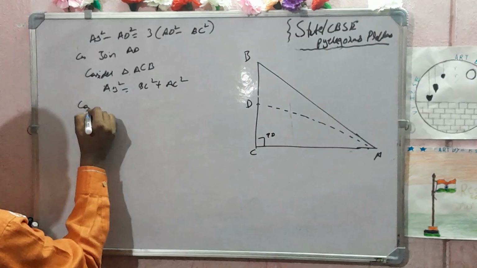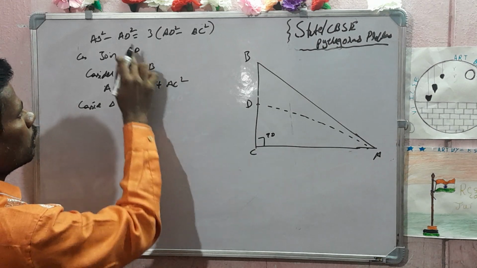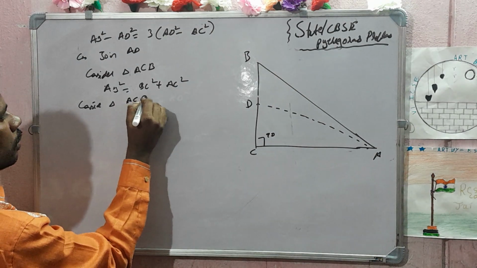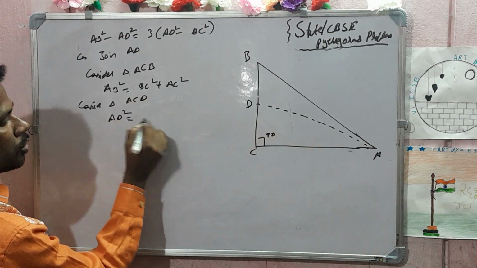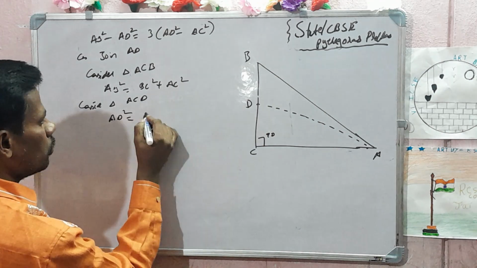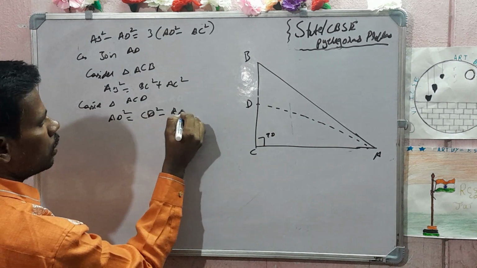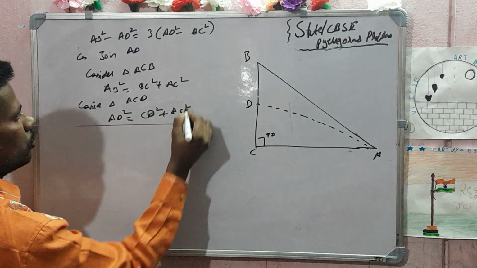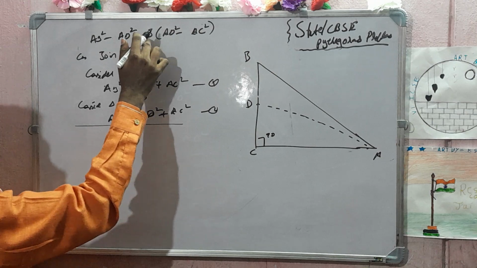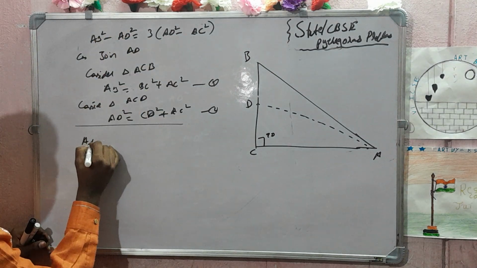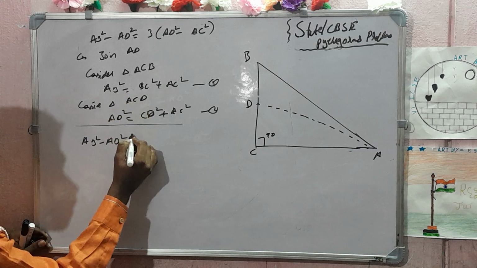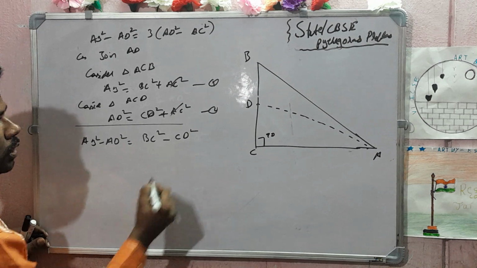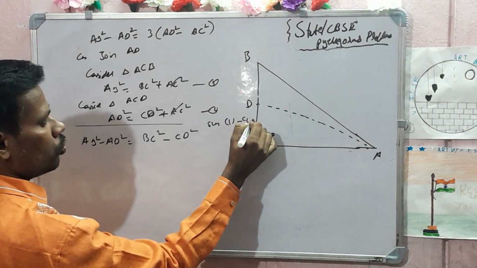Now which triangle will you consider? Here AD is there, so ACD. Consider triangle ACD. Square on the hypotenuse: AD square is equal to the sum of squares on the other two sides, CD square plus AC square. Subtract these two. Why do we have to subtract? Keep in mind what we have to prove: AB square minus AD square. So the AC squares will get cancelled. BC square minus CD square. Subtracting 1 minus 2, you will get this.